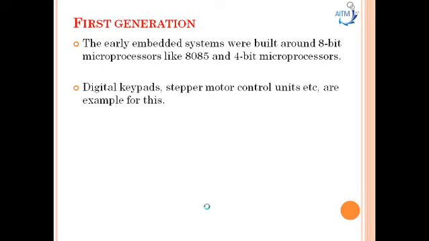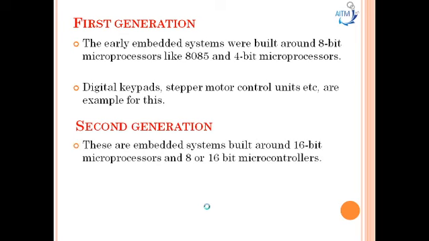Now coming to the second generation, these are the embedded systems built around 16-bit microprocessor and 8 or 16-bit microcontrollers. The instruction set for second generation is more complex and powerful compared with the first generation. And examples for this generation are data acquisition systems and SCADA systems here.